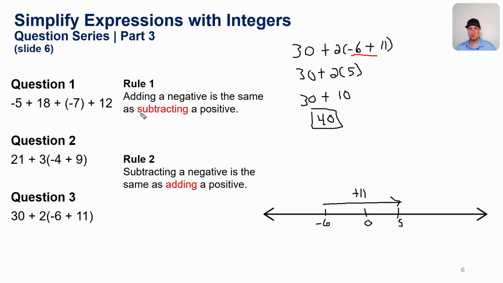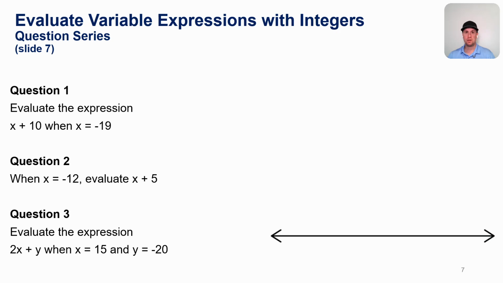Okay. So this ends our series on simplifying expressions with integers. The next learning objective is to evaluate variable expressions with integers. So in this case, you're given an expression, x plus 10, and then you're asked to solve this expression when x equals -19. So this is a process of substitution where you take the now known numerical value, -19, and you substitute it into the x variable of the expression.